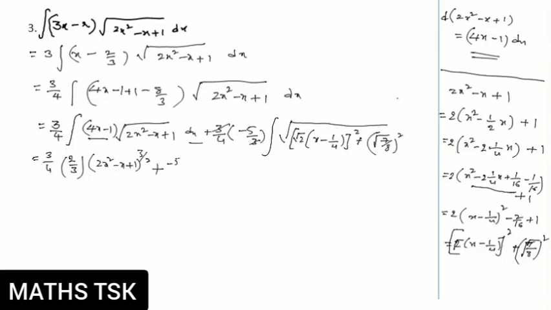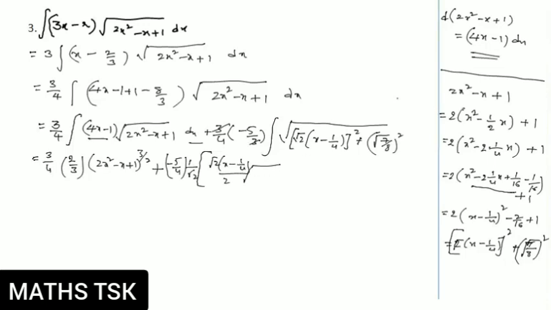Then minus 5 by 4 into root 2 is there. I divide with root 2 so that I can consider this as x. Now I go for the formula. Formula is x by 2 root of x square plus a square, plus a square by 2 sin h inverse of x by a.